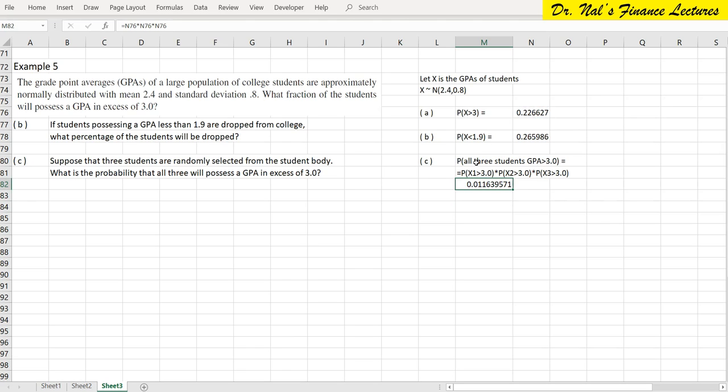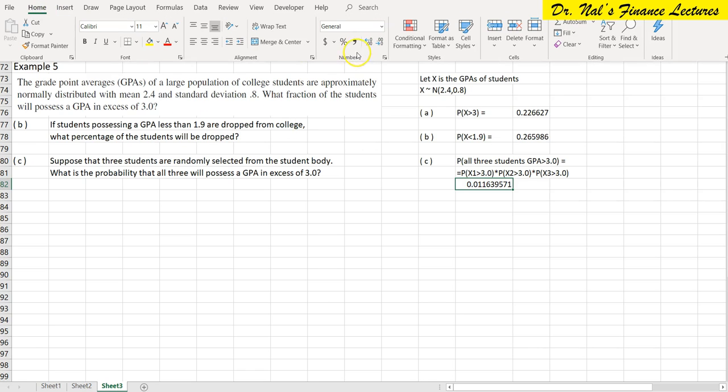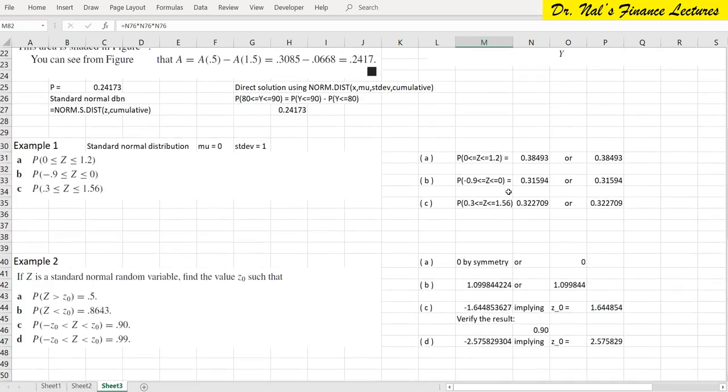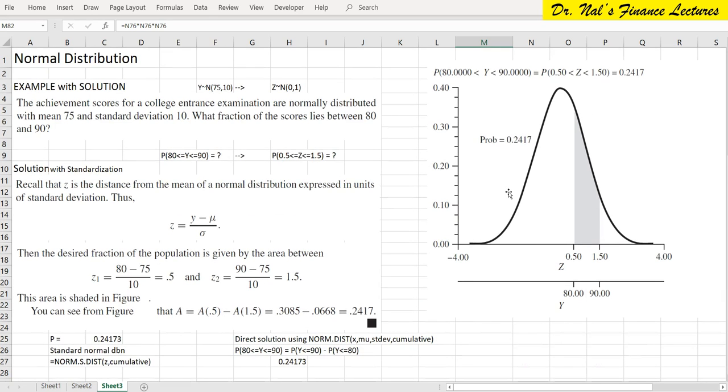Extremely unlikely event. 1% chance. So if you're randomly picking 3 students, don't cross your fingers to expect that those 3 students will be successful. It's very, very unlikely that all 3 of those students will be as successful as you might imagine. The chance that all 3 will be successful is only 1.16%. All right, so I will just stop this video here. Hopefully this was a good application introduction to normal distribution.